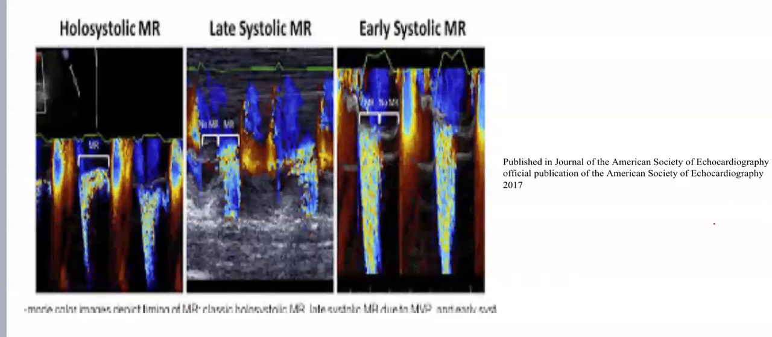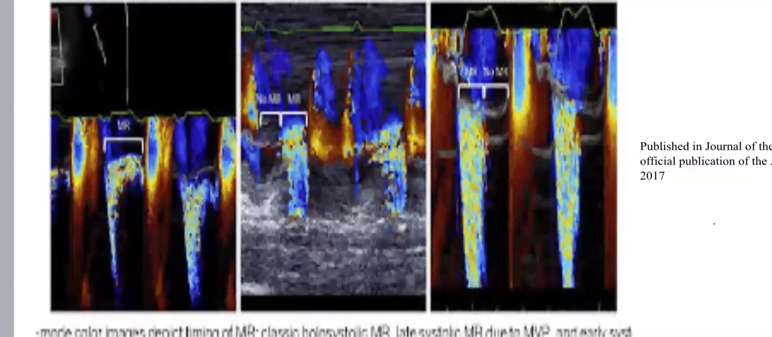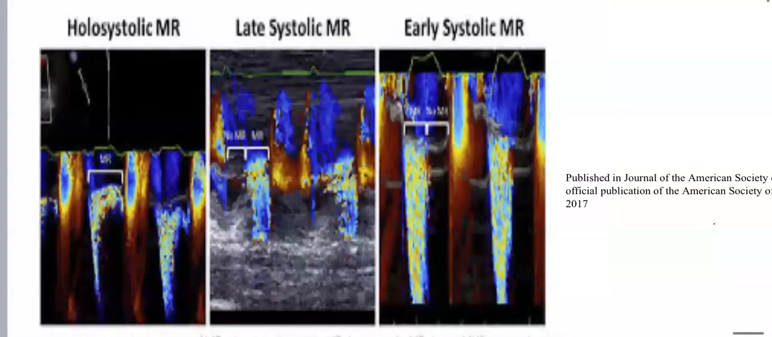One of the ways to tell us exactly what we are dealing with is the color M mode of the prolapse. So you see here, now the initial one is holosystolic MR. We see it's all the systole. Late systolic MR, and this is early systolic MR. So the timing of MR by color M mode is useful to tell you, is that MR pansystolic, so you can rely on vena contracta and go ahead, or it's mid or late systolic, so you cannot rely on vena contracta and you have to resort to some additional measures like volumetric assessment.